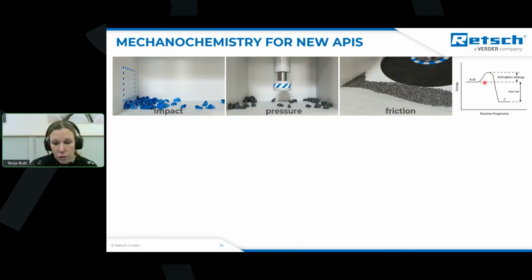You remember this, or you know it much better than I do. And then the reaction takes place. So you need to have a kind of energy source to overcome this burden here. And this is, in traditional, the heating. Here we use impact, pressure, and friction in a ball mill. So with all the different grinding principles, you can also do mechanochemistry.